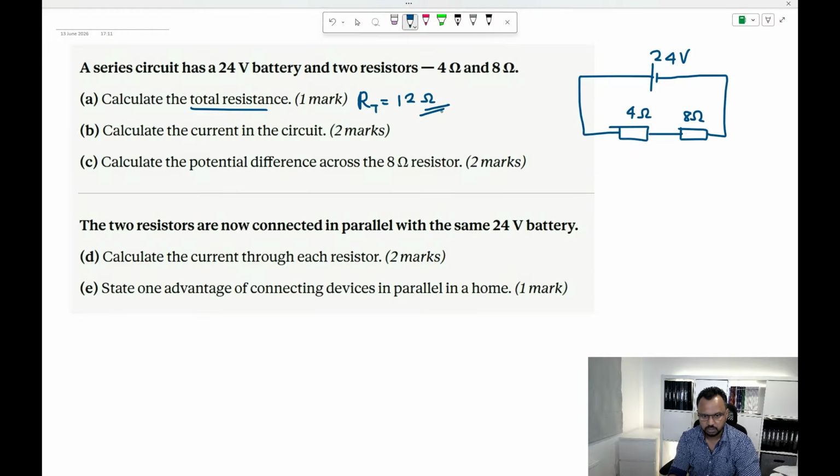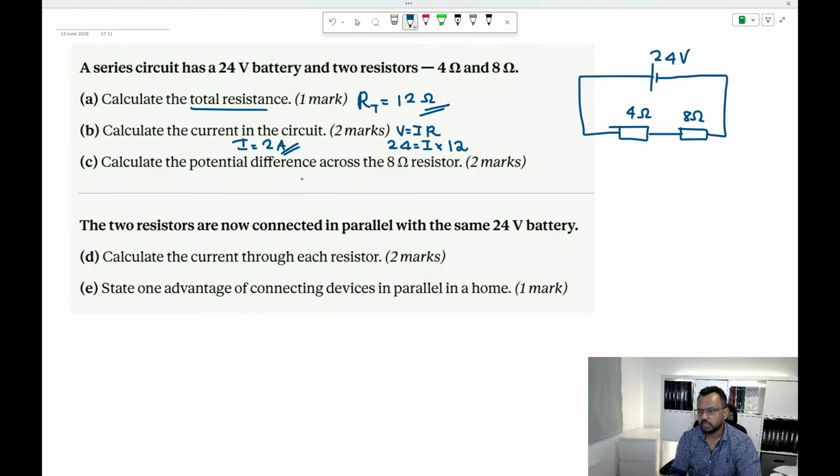Thank you, Ayan. Okay. Calculate the current in the circuit. So V is equal to IR. The voltage provided is 24. Current you don't know. The total resistance is 12. Obviously, I is 2 amps.